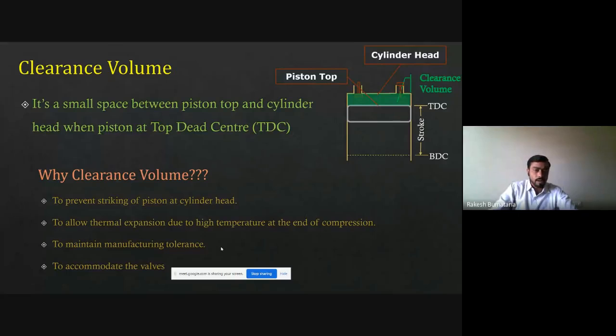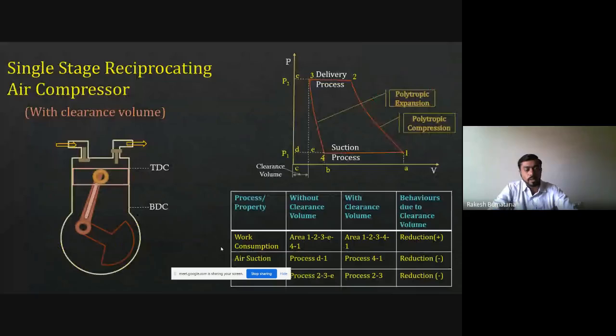Now let's go further with the working principle of a single-stage reciprocating compressor with clearance volume. Now we are considering clearance volume. What happens by keeping this clearance volume? This one is the PV diagram of a reciprocating air compressor with clearance volume. Initially, the suction process follows regularly during the first cycle. The air gets compressed from 1 to 2, and it is delivered from 2 to 3.